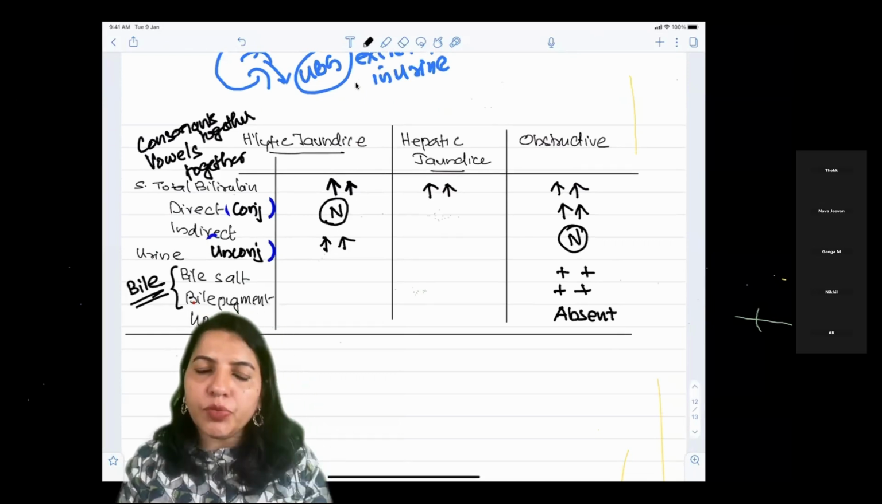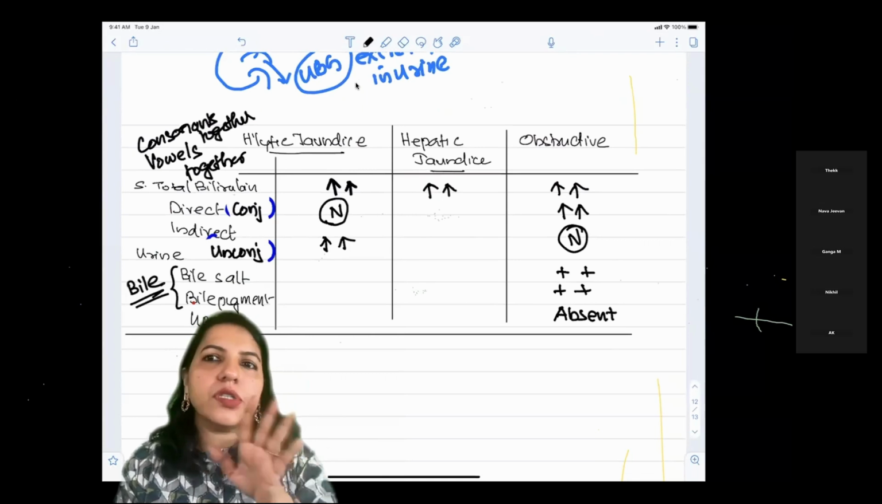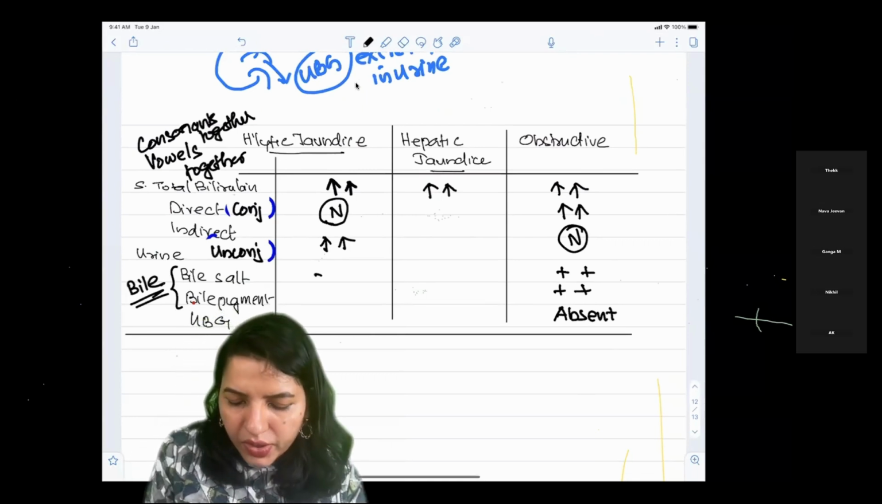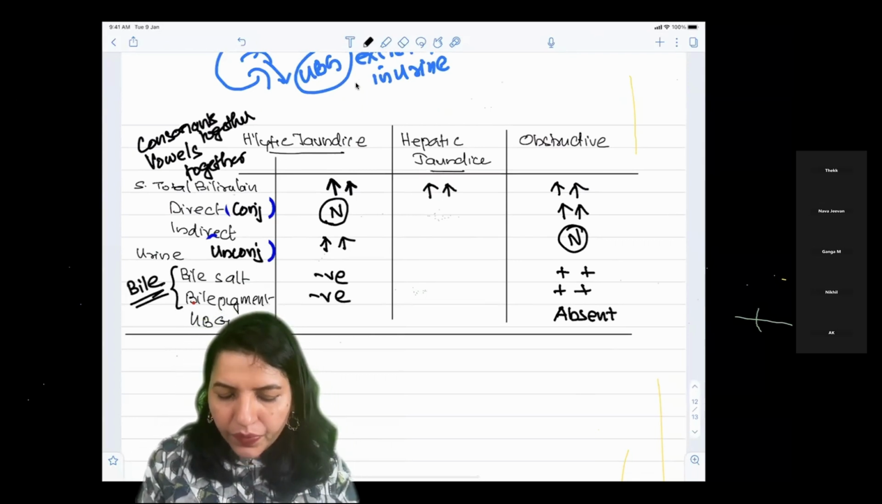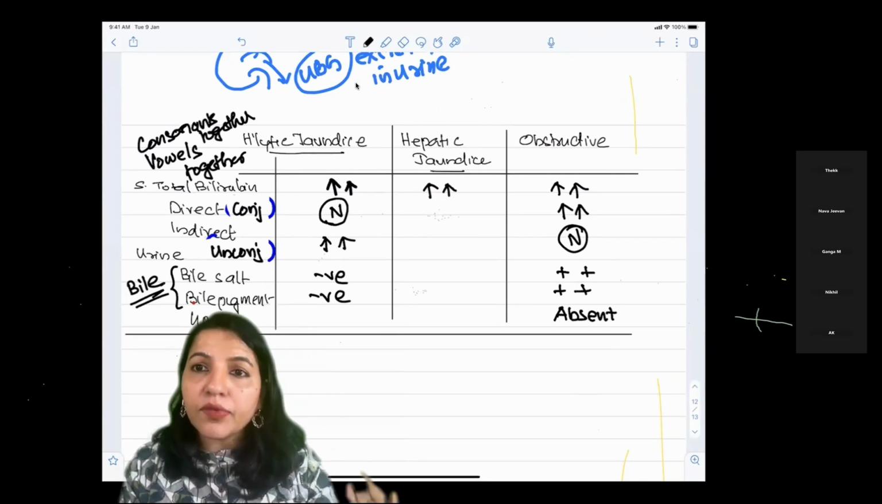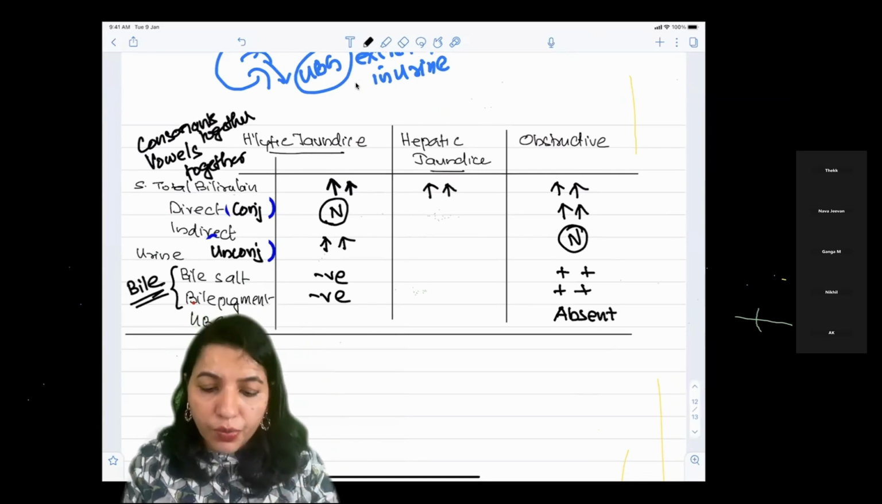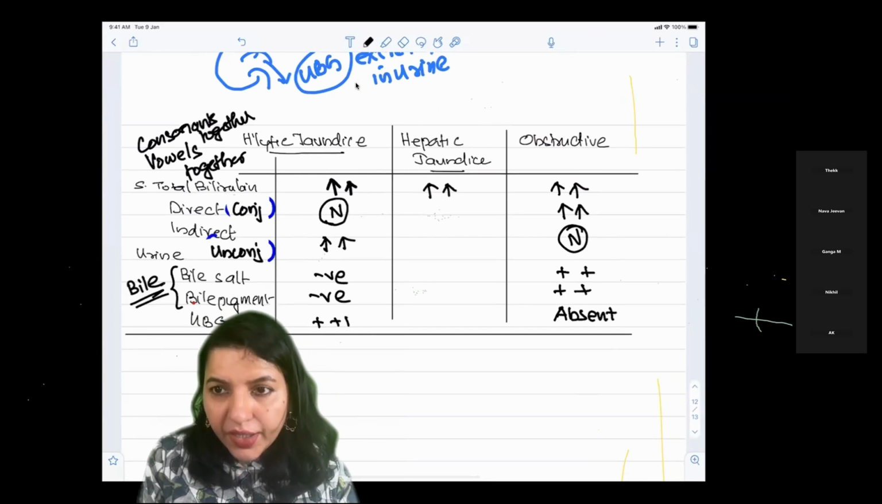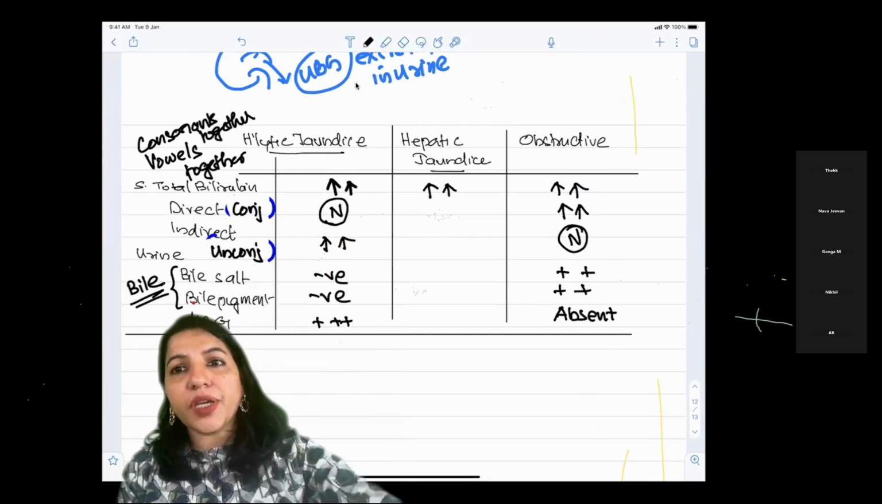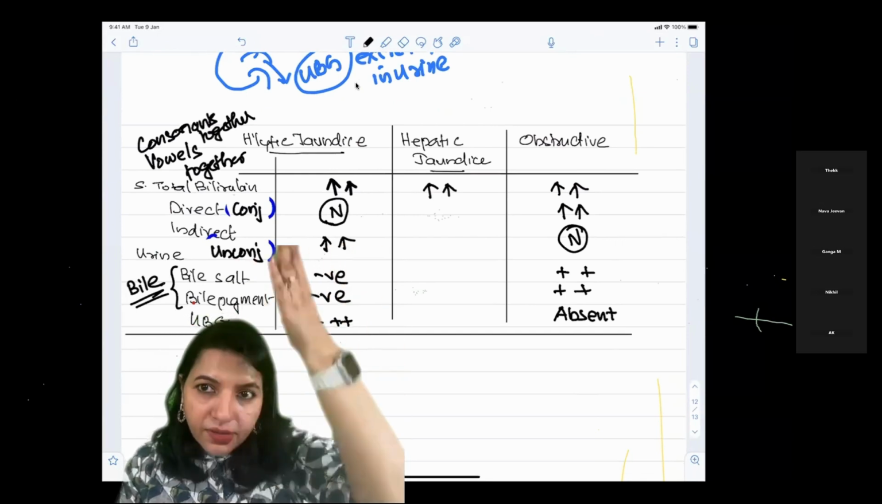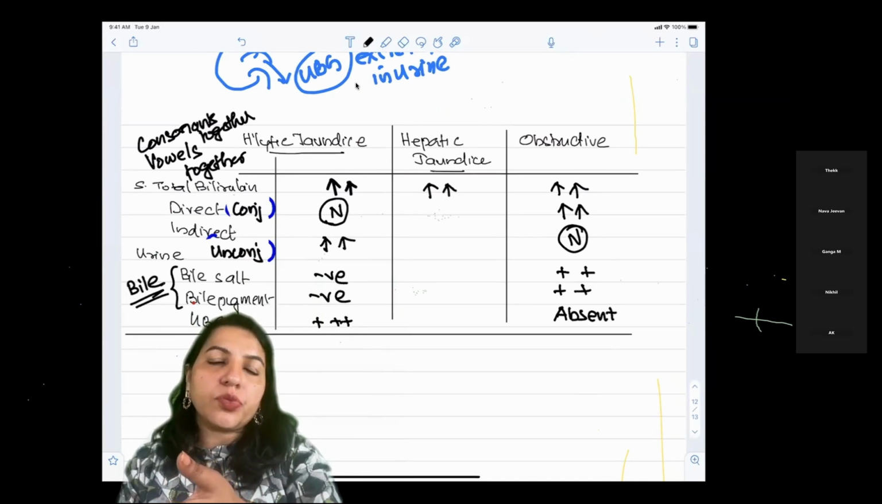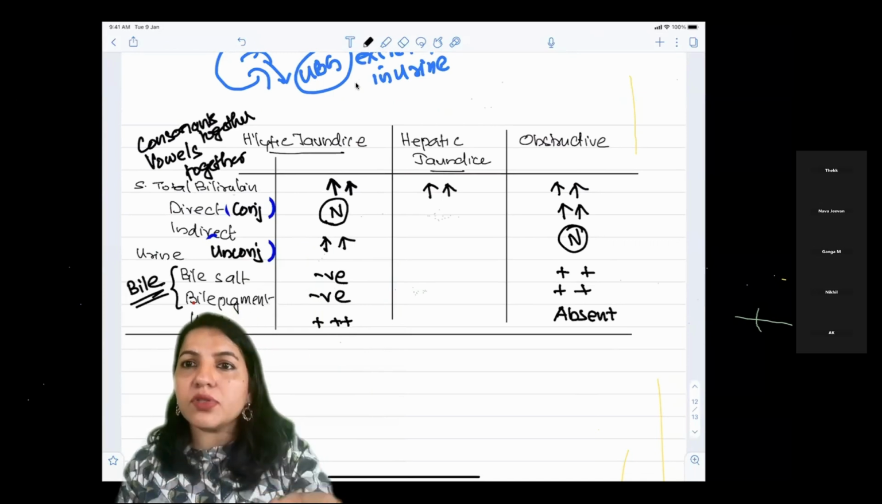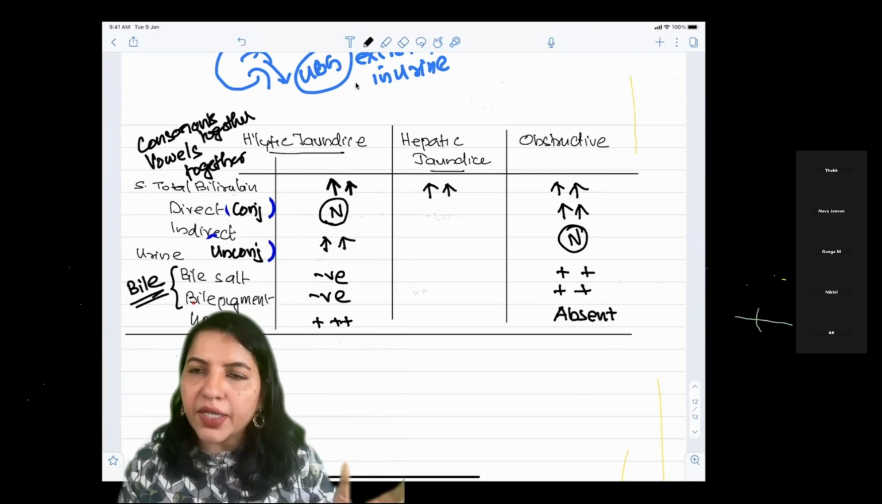Now we'll come to the hemolytic jaundice. In hemolytic jaundice, there is no obstruction to the bile flow. So these are negative. Bile salt, bile pigment negative. Then what about urobilinogen? Urobilinogen is highly positive. Why? Because of excess heme catabolism, excess conjugation, excess conjugated bilirubin reaching the intestine. So excess urobilinogen is produced. So it is highly positive.